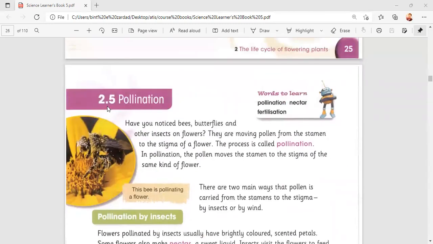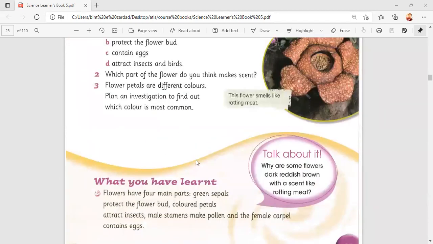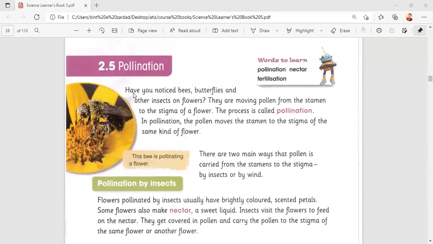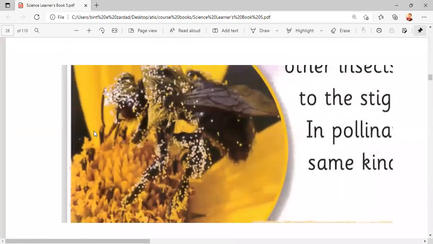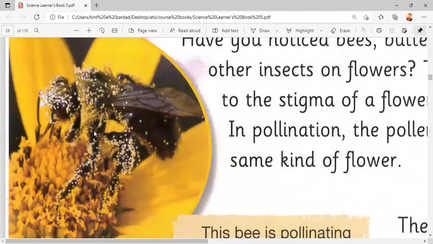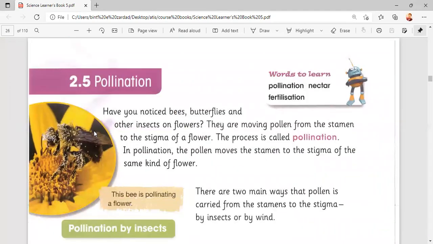Lesson 2.5, pollination. We are talking about the powder which is made by the anther. So what is pollination? Have you noticed bees, butterflies, and other insects on flowers? If you take a close look, you can see the powder. This is pollen attached to their legs, their bodies, even their mouths.